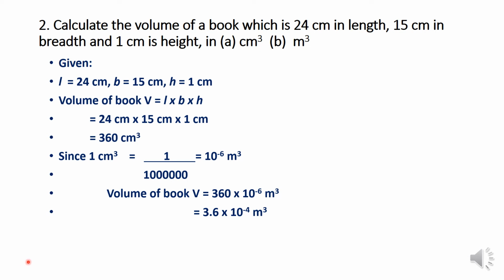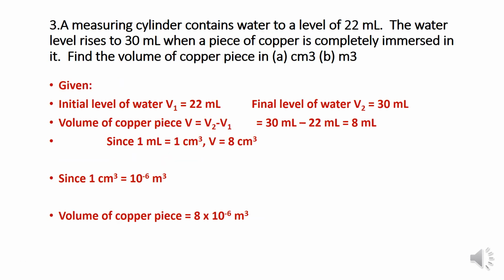Now next question. A measuring cylinder contains water to a level of 22 ml. You all know that a measuring cylinder has some water, and now you are immersing a piece of copper in it completely. The water level rises to 30 ml. What will be the volume of the piece of copper? We do final level minus initial level. Here the initial level of water was 22 ml. Finally it has become 30 ml. So how much will be the volume of the copper piece?